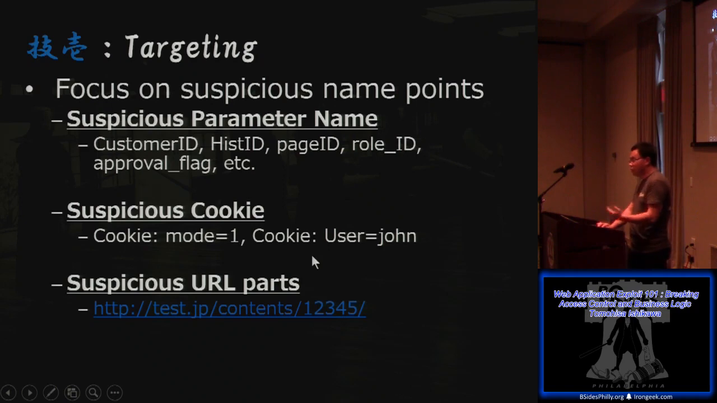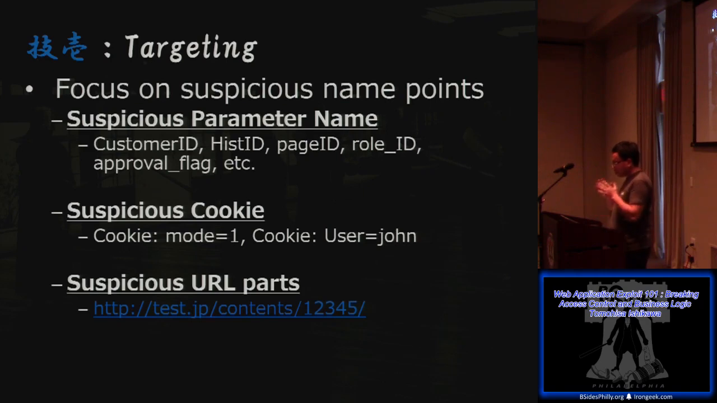Or some applications still issue user equal John. Maybe if you change it to Bob, the behavior will be different. So we focus on this kind of stuff. The other point is the URL. If you look here, the content is /1, 2, 3, 4, 5. Maybe if you change it to 1, 2, 3, 4, 6, different content is available.